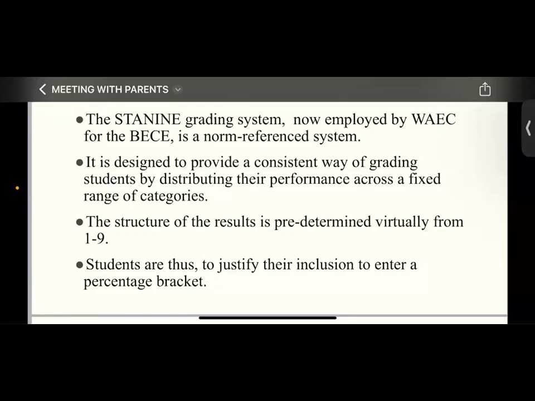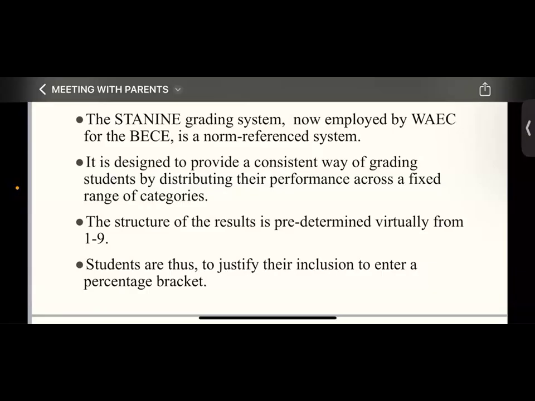Now it's not about you getting your 90 to your 100. It's about using what we call a bell curve, and I'll explain that to you. It's no more the percentage-based, it's the norm-referenced system. It is designed to provide a consistent way of grading students by distributing their performance across a fixed range of categories. It's a fixed rate, so it's like a virtual or predetermined grading. Yours is to just go and justify your inclusion to enter that percentage bracket.